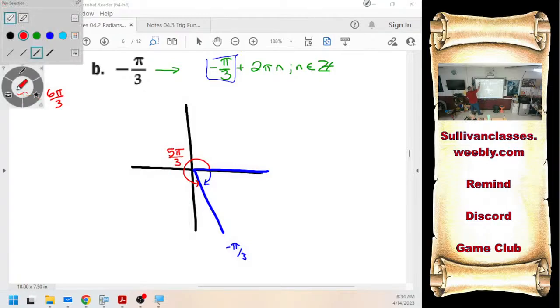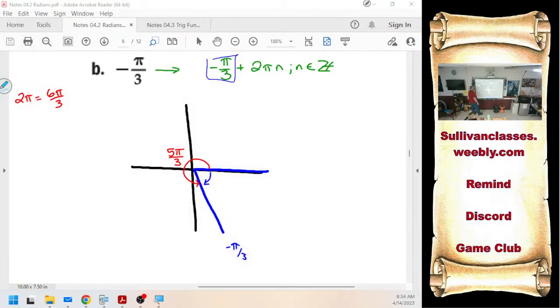The negative coterminal angle, on the other hand, if I come this direction, oops, he's already in my spot. So I go all the way around the block and try it again. I'm going to go an additional negative 2 pi. So a negative 6 pi over 3 with a negative pi over 3 is negative 7 pi over 3.